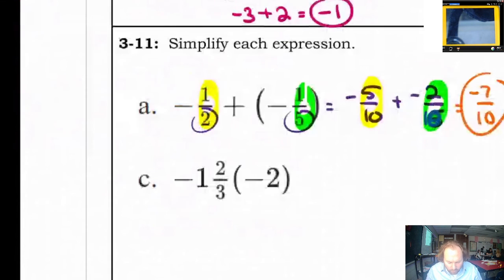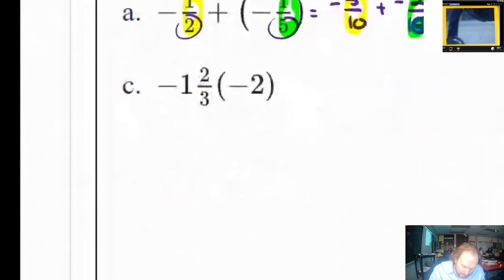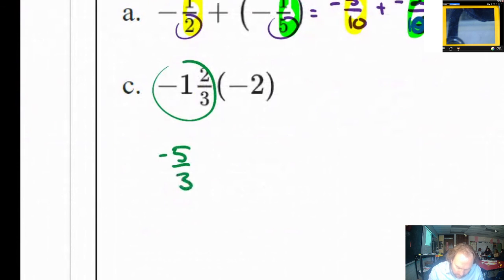Question C, we have negative 1 2/3 times negative 2. The best way to do this is to convert this mixed number into an improper fraction. This would be negative 3 plus 2, which is negative 5 over 3 times negative 2, which is really easy to do because you can just multiply on the top and get 10 over 3.